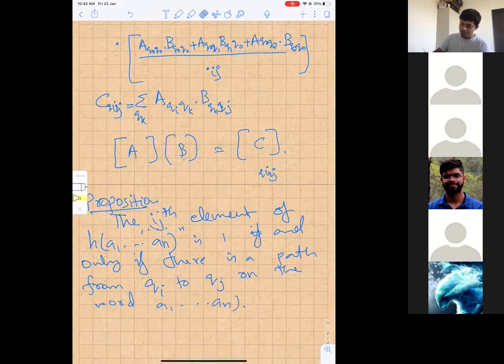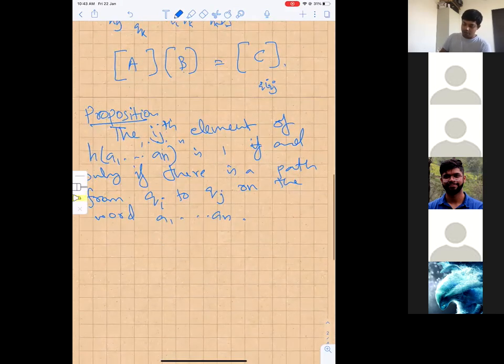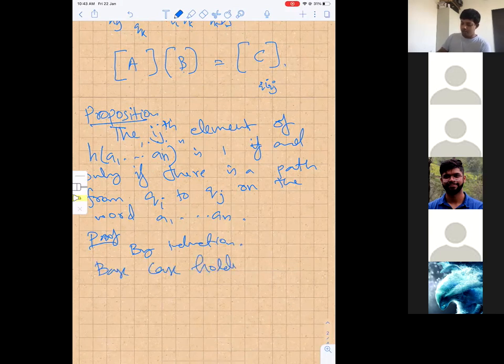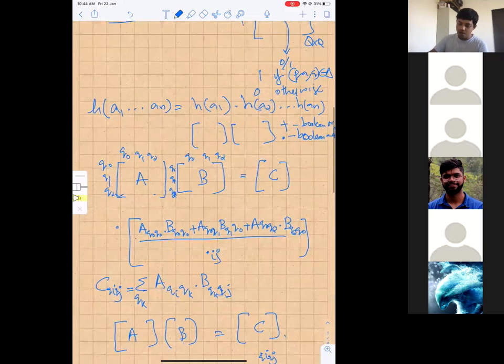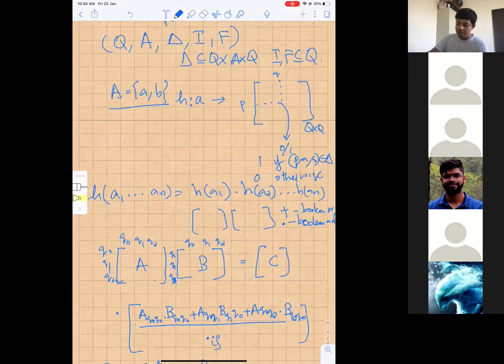Now, how do you prove such a proposition? You prove such a proposition by simple induction. Okay. Base case holds by definition, because for a simple letter a, you have defined this matrix h of a in such a way that the entry is 1 if and only if there is a path.